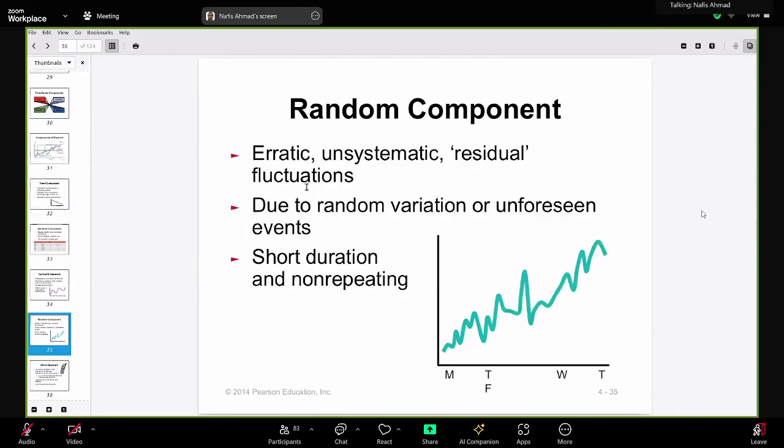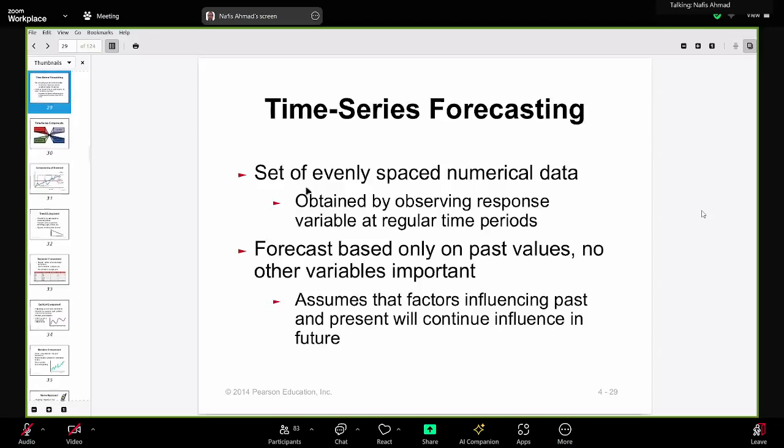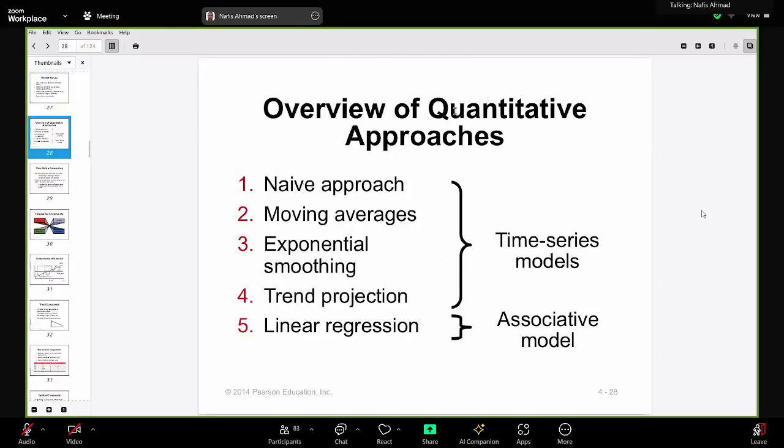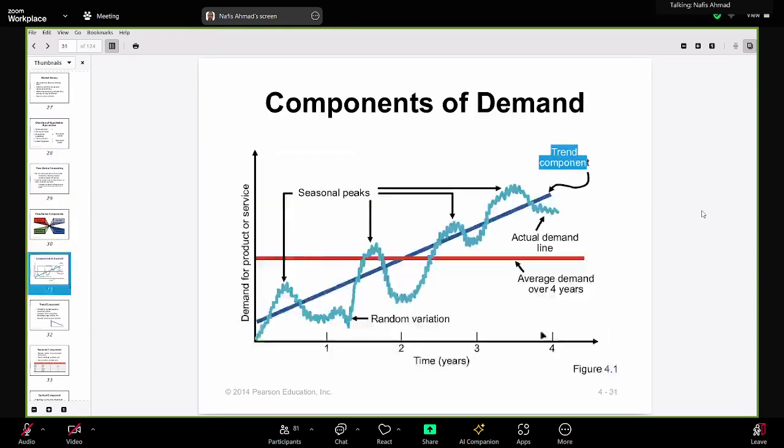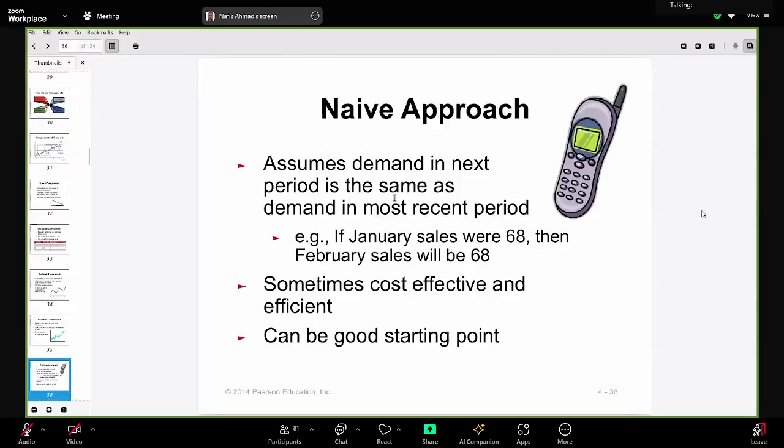Now, the first techniques, as I mentioned earlier, there are different techniques of quantitative approaches: naive approach, moving averages, exponential smoothing, time projection, and linear regression. The first four are time series models, and the last one is an associative model. The naive approach is the most simple quantitative technique. It assumes demand in the next period is the same as the demand in the most recent period.